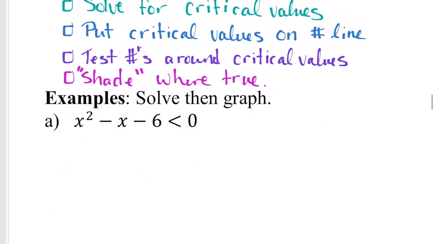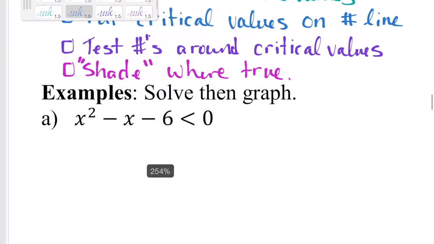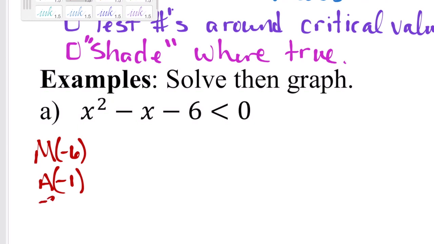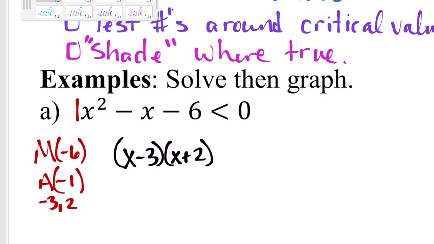So an example of that, it already has a 0 on one side, so I'm going to go ahead and start factoring this. So I'm looking at multiplying to get -6 and adding to get -1. So that'll be -3 and +2. Because I have a 1 in front, I can just throw these into the factors. So x minus 3 and x plus 2.